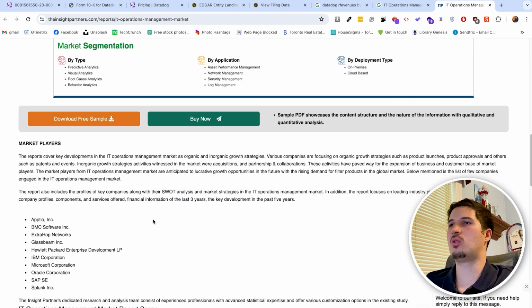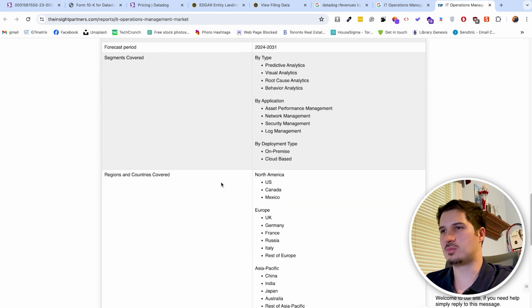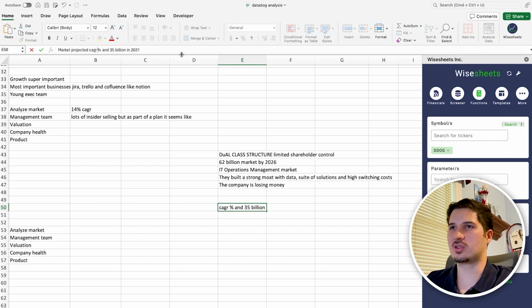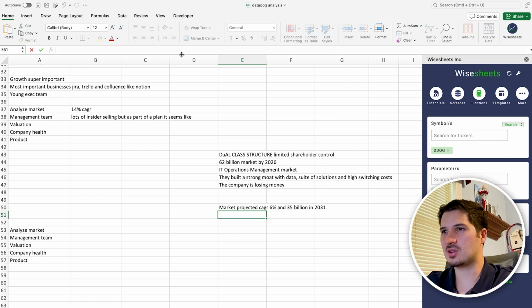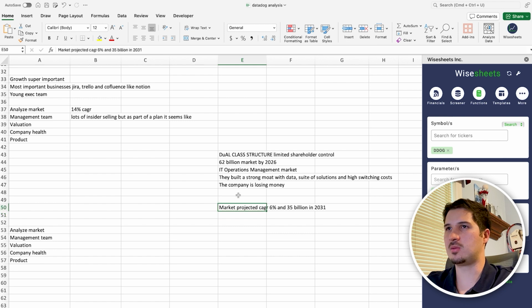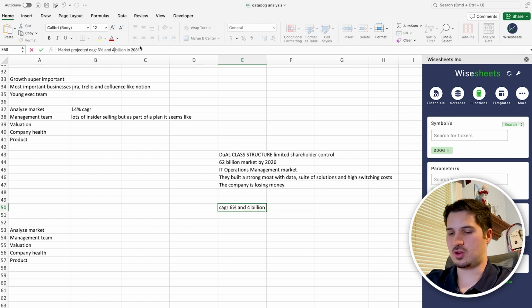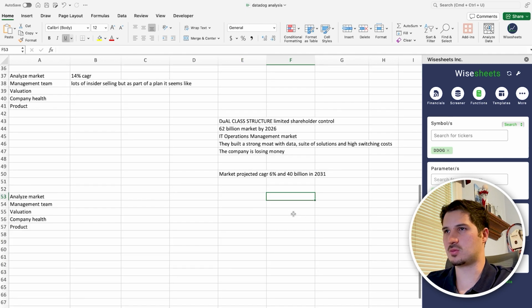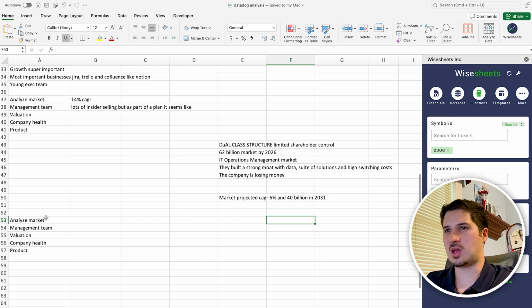So ideally, the goal would be to continue doing research on this, but let's just keep things simple and take kind of an average or a reasonable number. So it looks like maybe 6% is the growth, and then the market is maybe going to reach like 40 billion in 2031. That seems pretty reasonable based on what we read. So we have a better idea of the market.